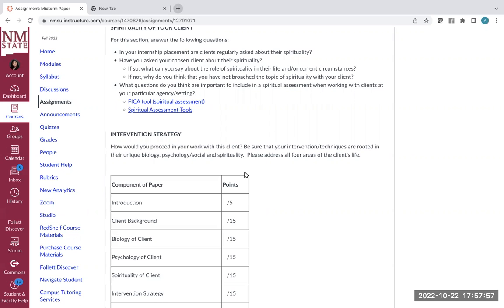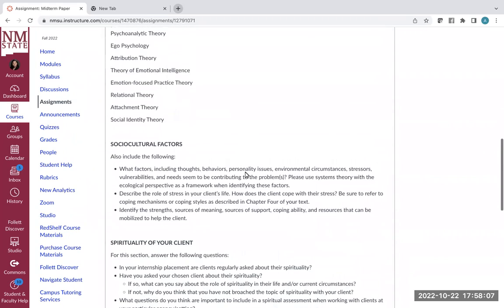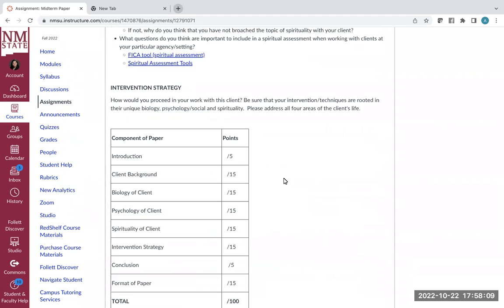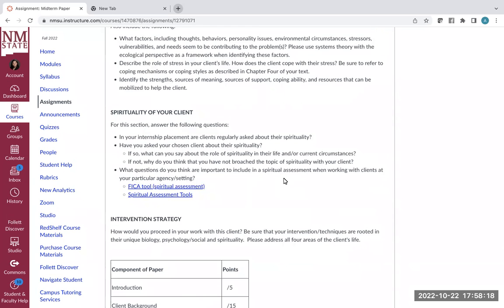Psychology, again, it's similar to the previous assignment in which you will say, if you're using, for instance, one of the theories above, how will you use that theory? What type of therapy, for example, will you provide, or support group? And for the social aspect, it is the same. How will you address those environmental factors that are impacting your client?